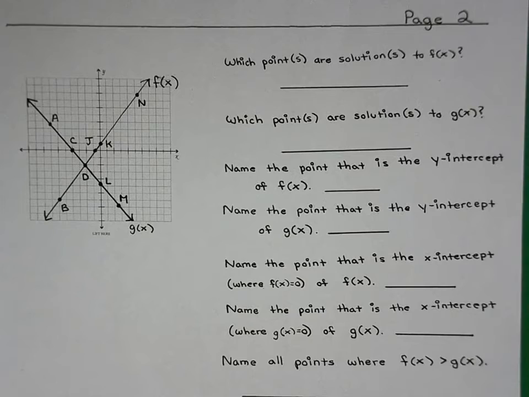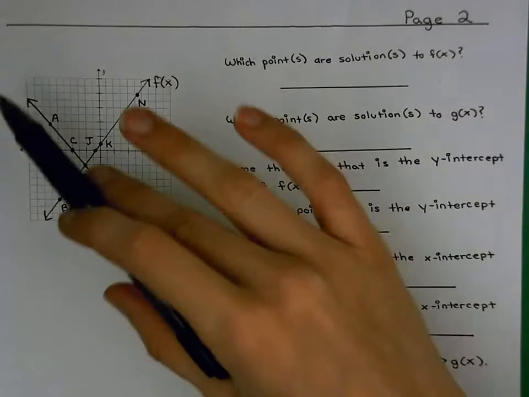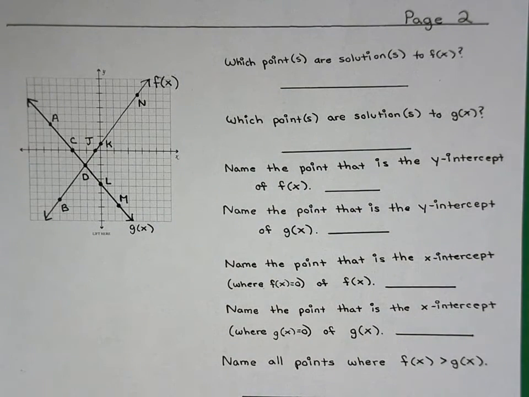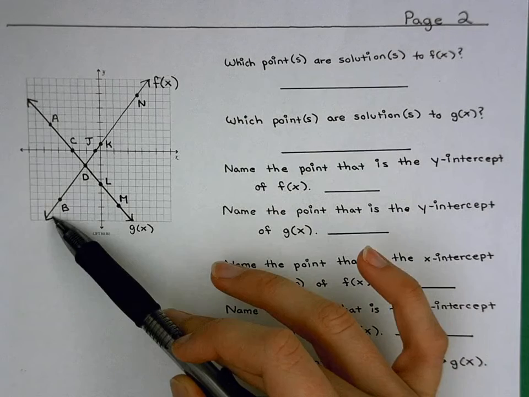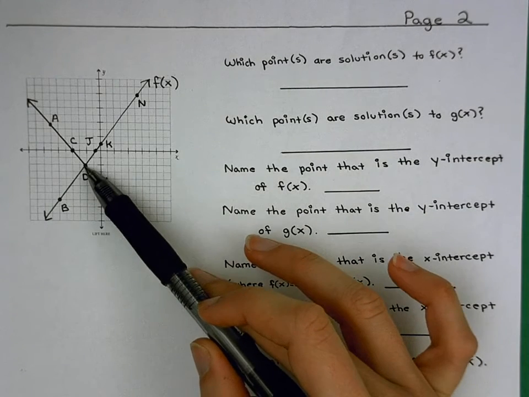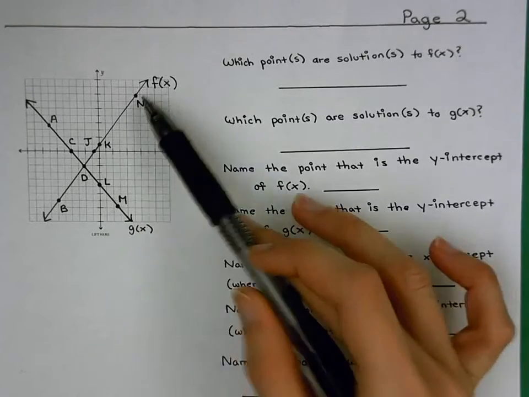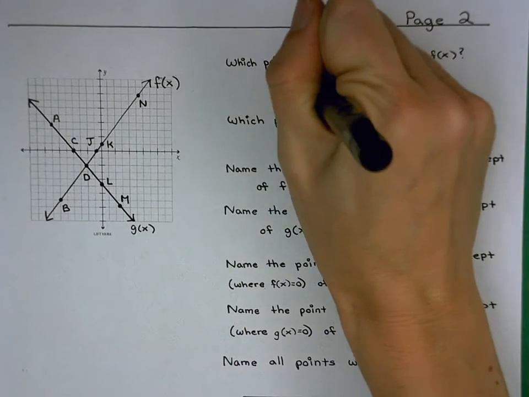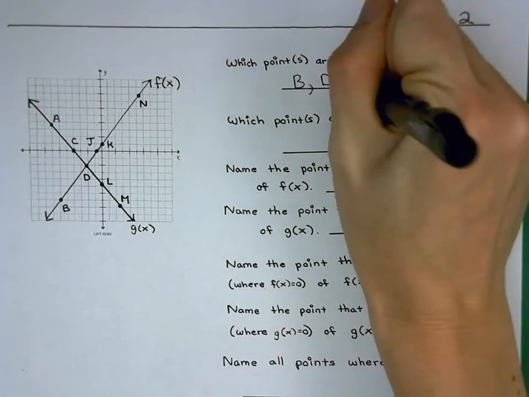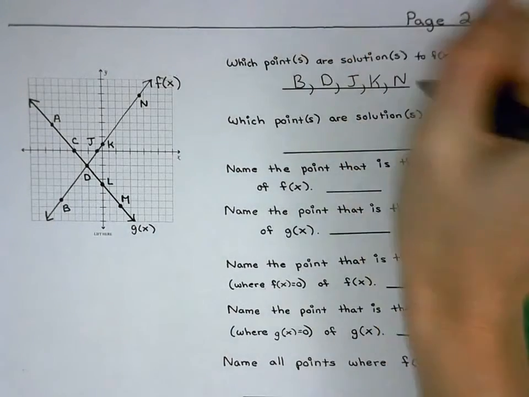With this second graph, we have our f of x line and our g of x line, and our first question is, which points are solutions to f of x? Here's where you'd pause it if you needed to. Go ahead and answer that, and then start it again when you're ready. Okay, so the points are solutions if they lie on f of x. Here's f of x. We have b, d, j, k, and n. All of those are the points that sit on f of x.